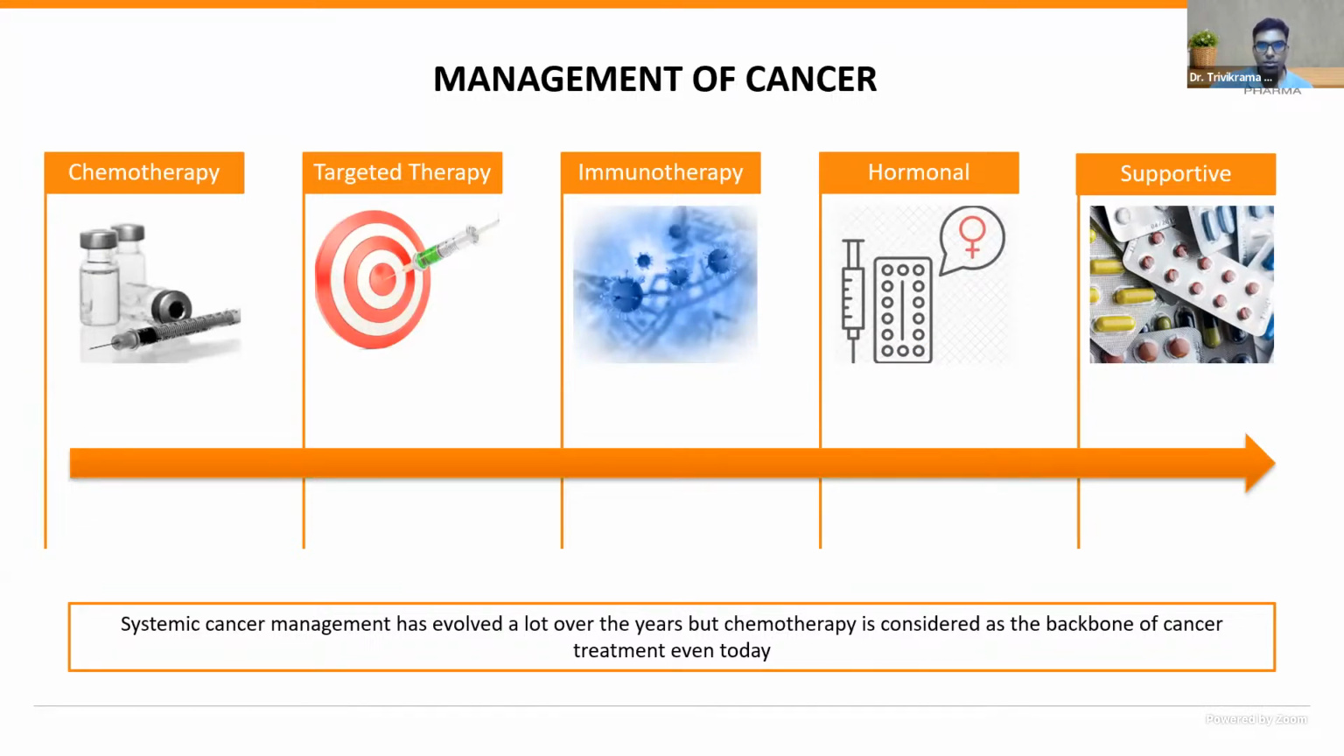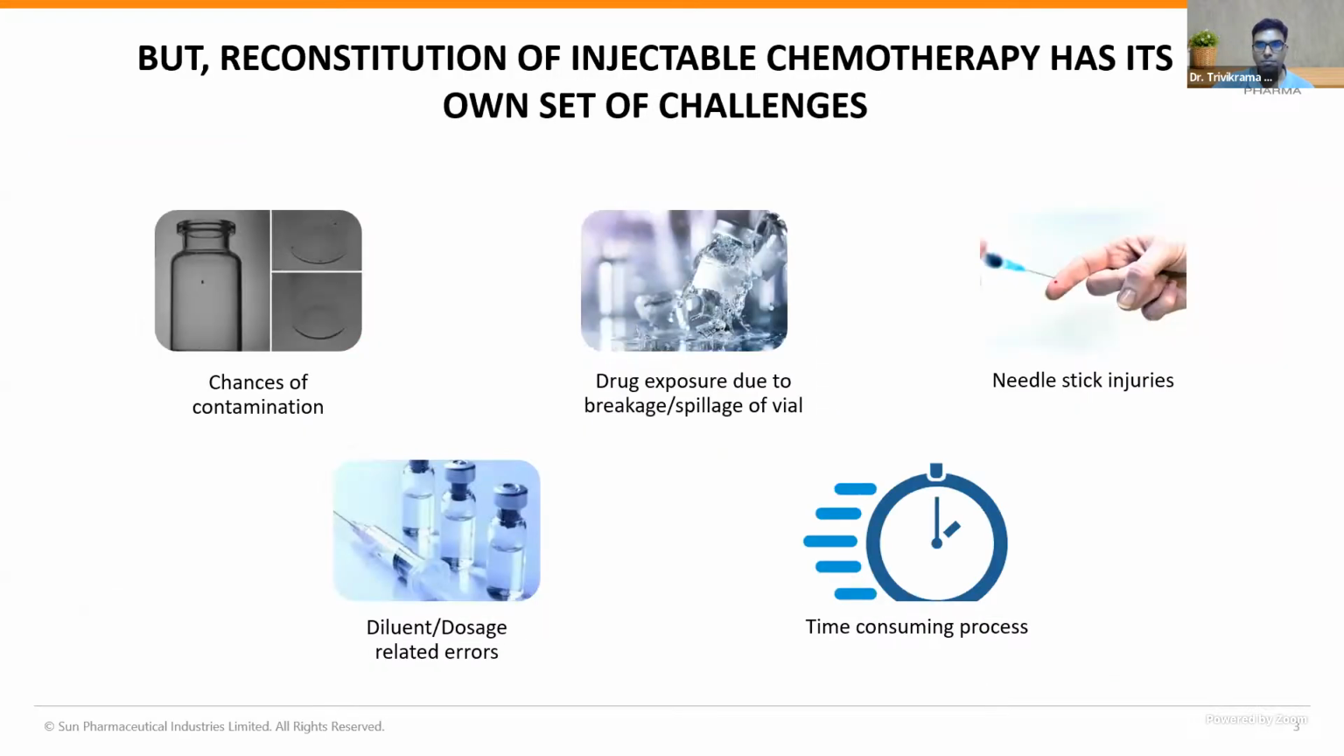Coming to the talk, we all know that for the management of cancer we have different modalities like chemotherapy, targeted therapy, immunotherapy, hormonal therapy and supportive care. The systemic management has evolved a lot over the years, but chemotherapy is still considered the backbone of cancer treatment even today.